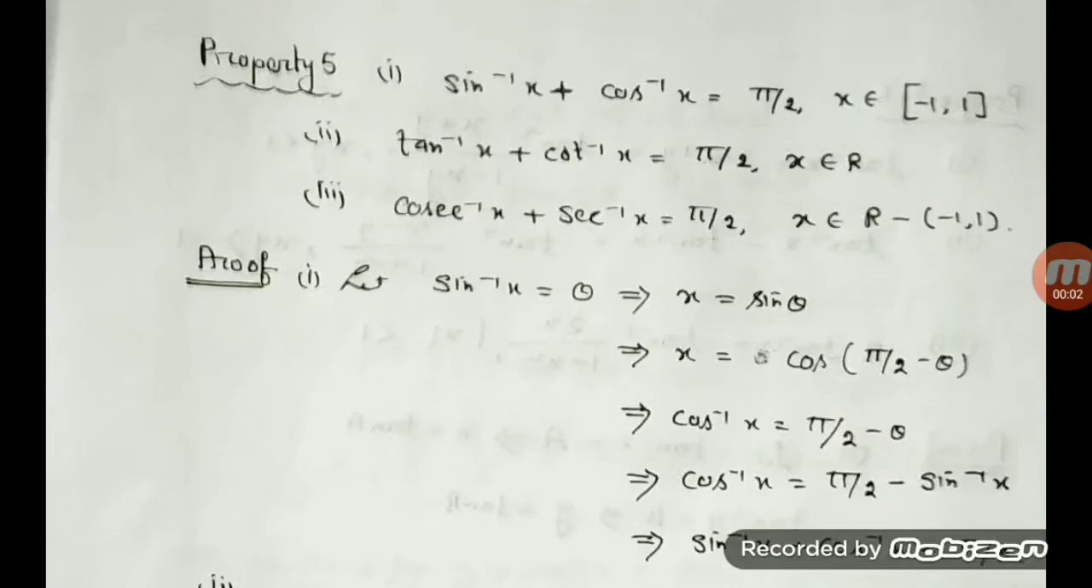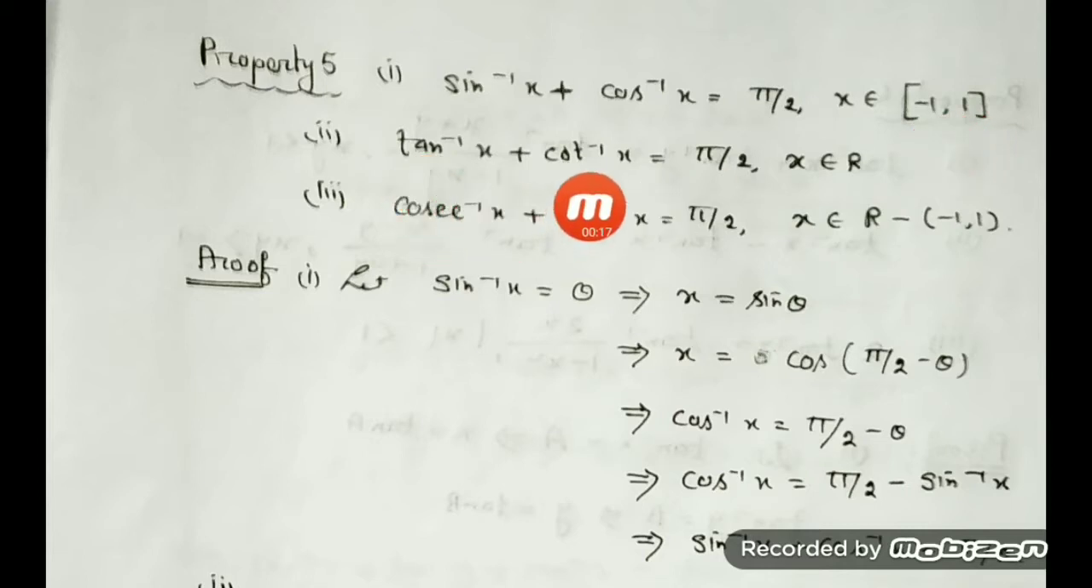Hello students, let us now do question property number 5. Your fifth property is number 1: sine inverse of x plus cos inverse of x equals pi by 2, where x belongs to the closed interval minus 1 to 1.